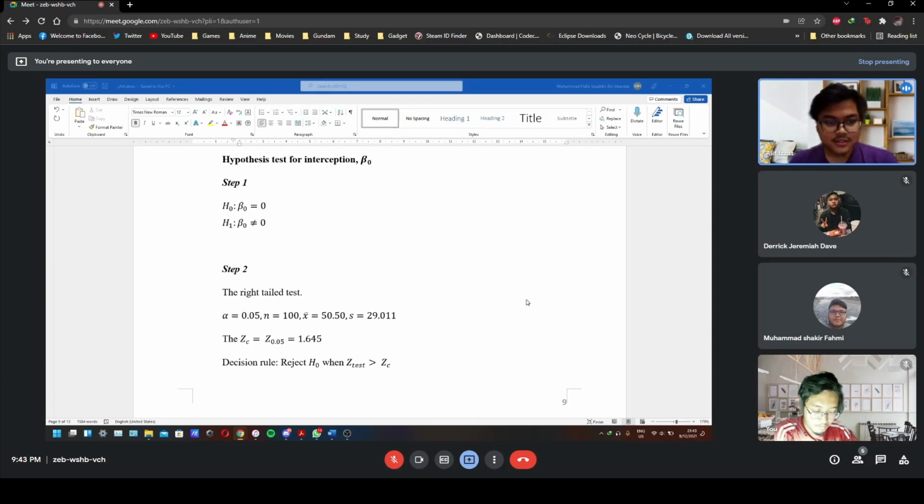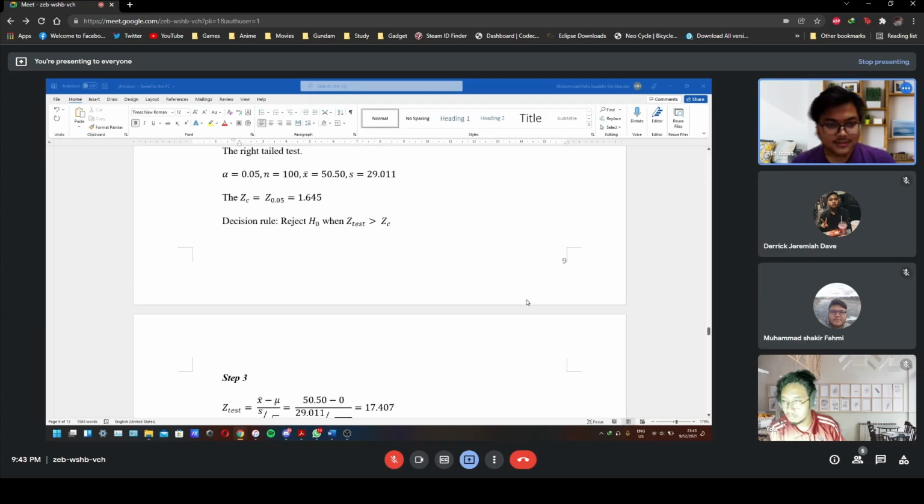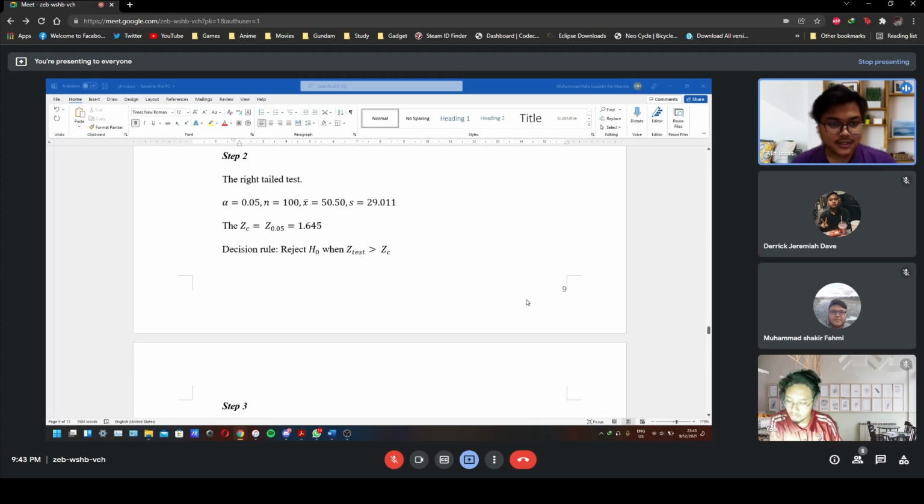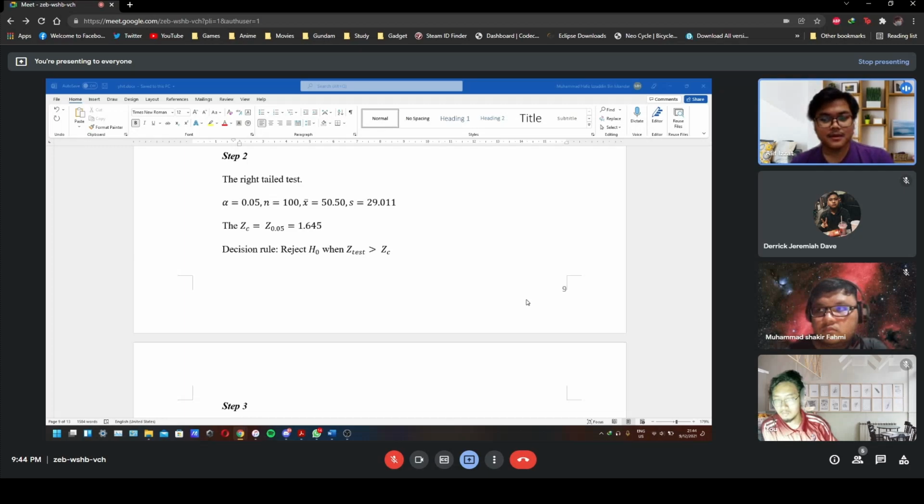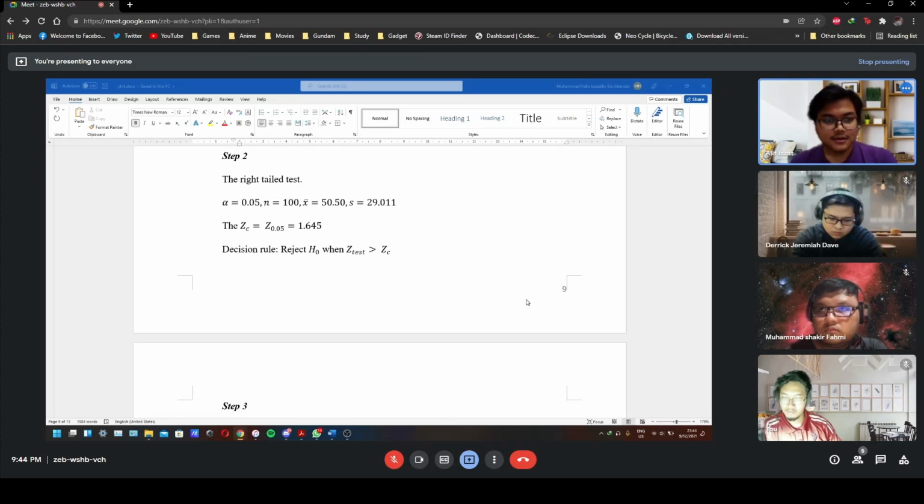For step 2, which is the right tail test, for alpha we get 0.05. n is the number of our data, which is 100, and x bar is the sum of x divided by our data, and s is the standard deviation. So for this one, ZC equal to Z 0.05, which is equal to 1.645. And the decision is if Z test is bigger than ZC, we have to reject H0.